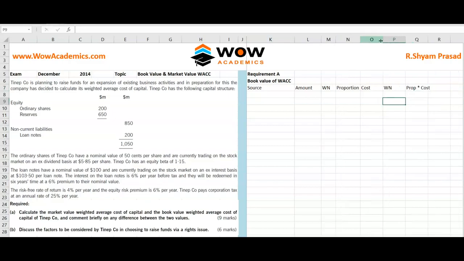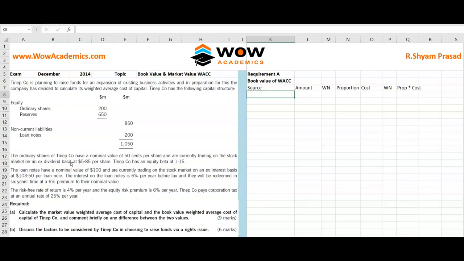Not all tables require a huge space, so we'll keep the working note small and work it out like this. So we'll just go through the problem to get an idea. TCO is planning to raise funds for an expansion of existing business activities, and in preparation for this, the company has decided to calculate its WACC. TCO has the following capital structure. So they have equity, reserve, and loan notes. So that is their capital structure.